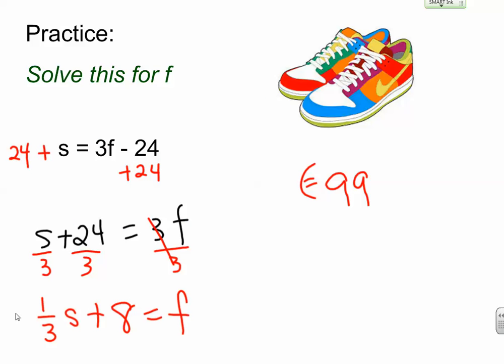And this had to do with your shoe size. So we wanted to transform this equation, so it says f equals. So first thing is to add 24 to both sides, and then divide every term by 3. And now I have f equals 24 thirds is 8 plus, and s divided by 3 is the same as a third of s. And Christina wasn't quite sure of that, so I said, what if you had 99 euro? What's a third of it? Well, a third of 99 euro is 33 euro. What's 99 euro divided by 3? 33 euro. So s divided by 3 is the same thing as 1/3 times s.